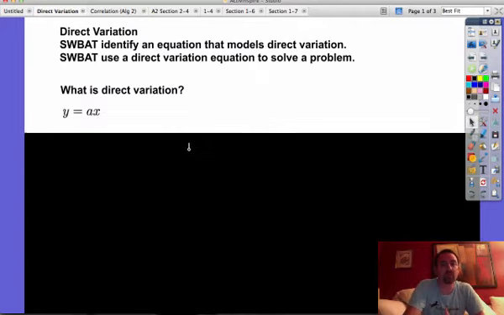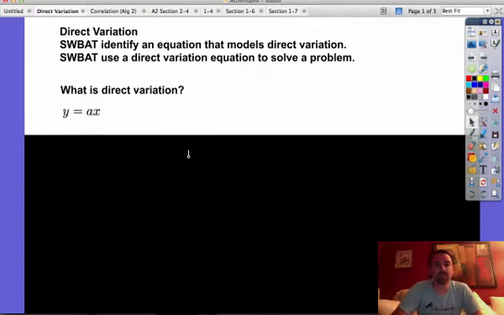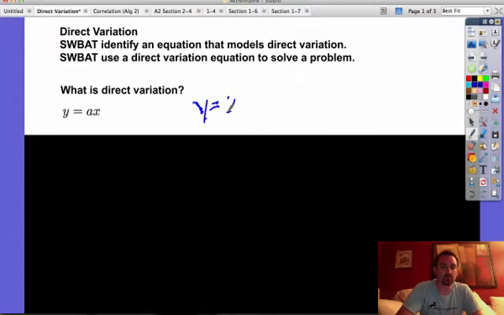Okay, well here's all direct variation is. It's an equation of the form y equals a times x. That's it. So you don't have to get too crazy about it. Here's a direct variation equation. y equals 2x. y equals negative 5x. y equals 1.5x. Those are all direct variation equations.